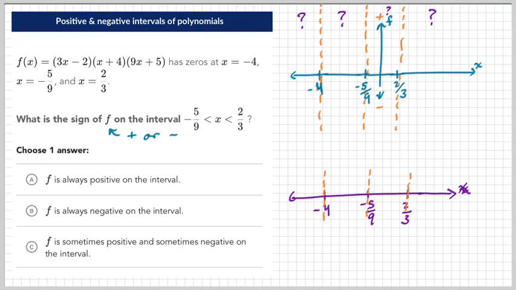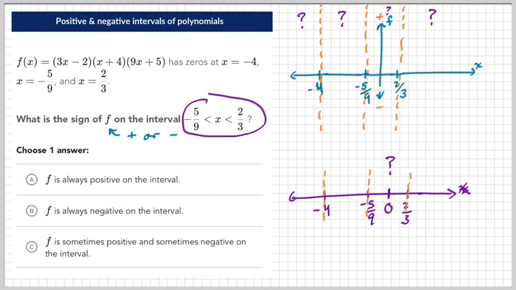Now, which interval do we care about? We only care about this one. So how would we figure out in this interval if f is positive or if it is negative? All you need is a tester point. Did anybody think to test a point? No? Okay, you just have to pick an x value that's between -5/9 and 2/3. There's a really nice x value in there. What x value? 0. Yeah, let's pick 0.